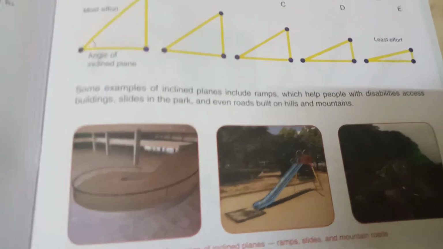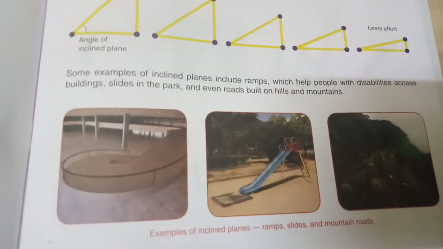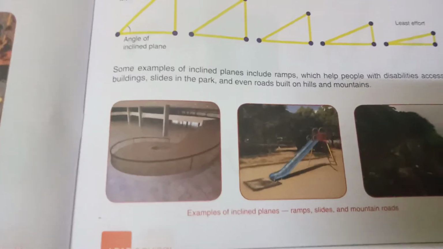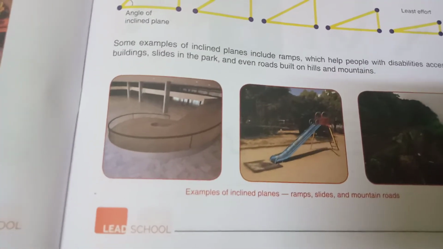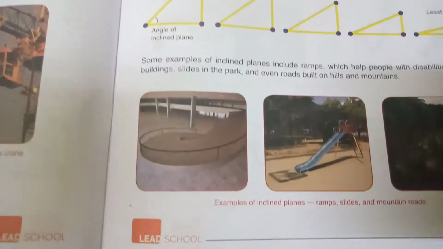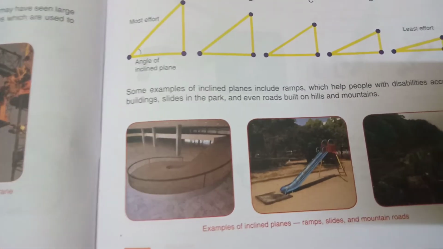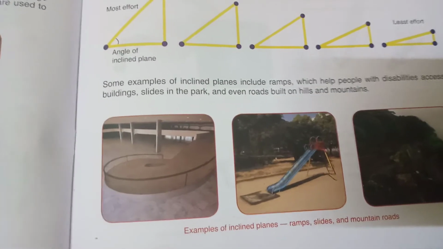Some examples of inclined planes are roads built on hills and mountains. Have you gone cycling? More effort is needed if you are climbing up. When you go down, it is easier. Slides in the park.